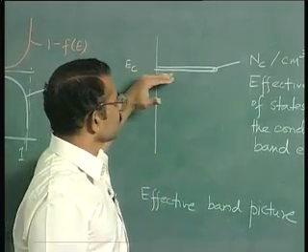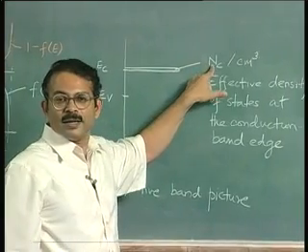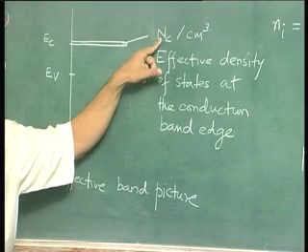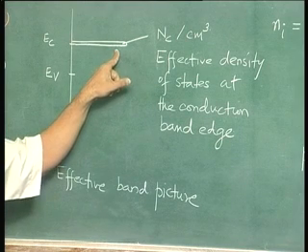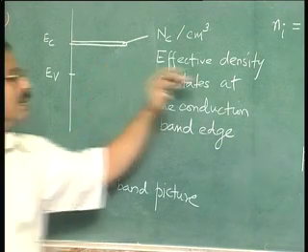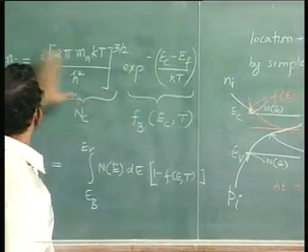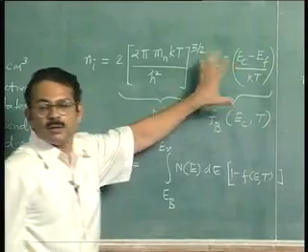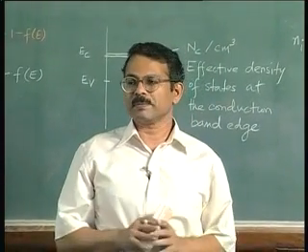where you assume that there are Nc states available at Ec, that is the picture of the conduction band. This effective density of states picture is therefore quite valid, and the Boltzmann approximation is valid here, and this formula for Ni is therefore fairly accurate for all practical purposes.